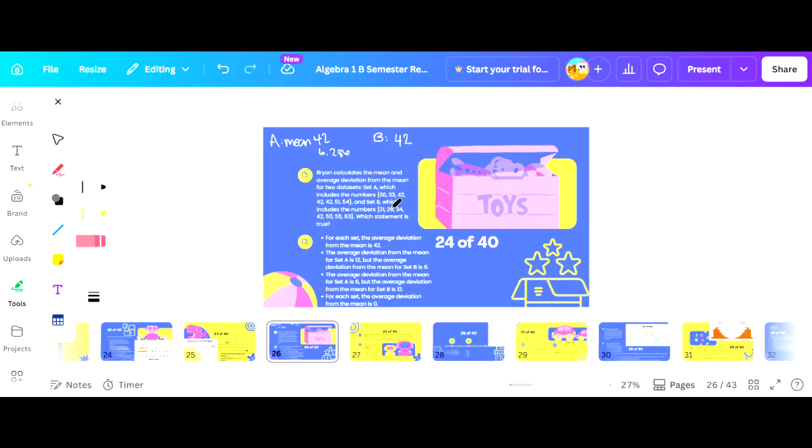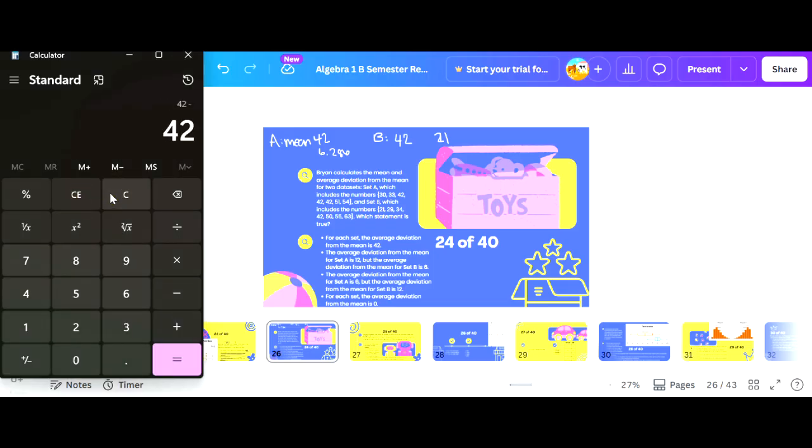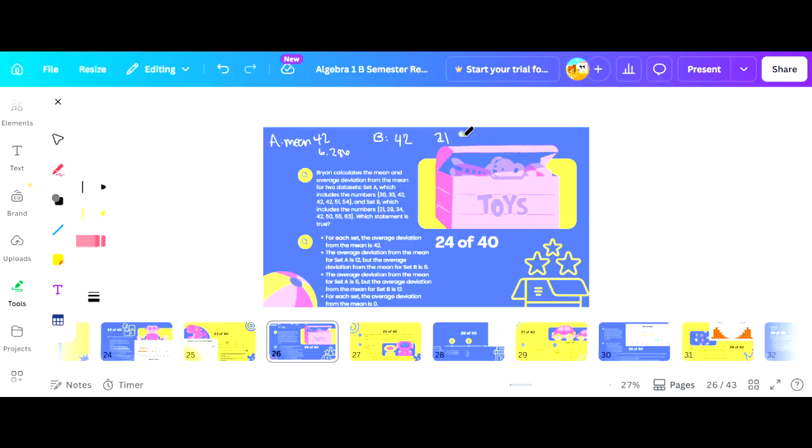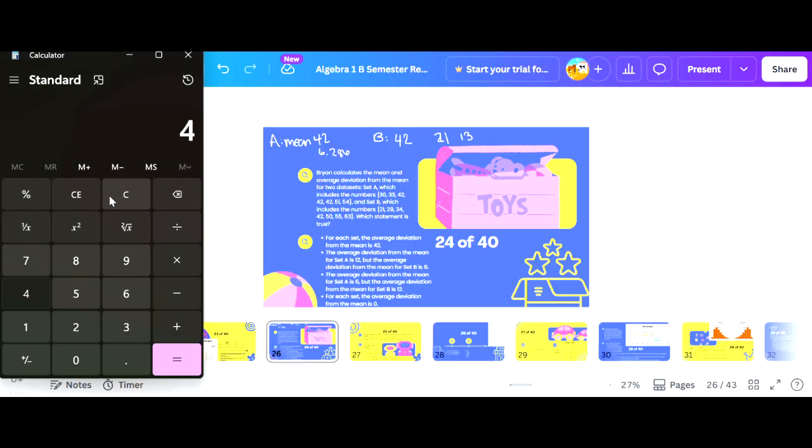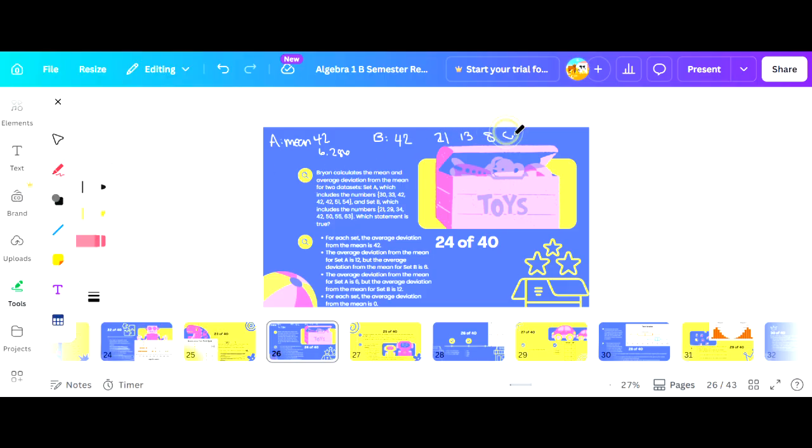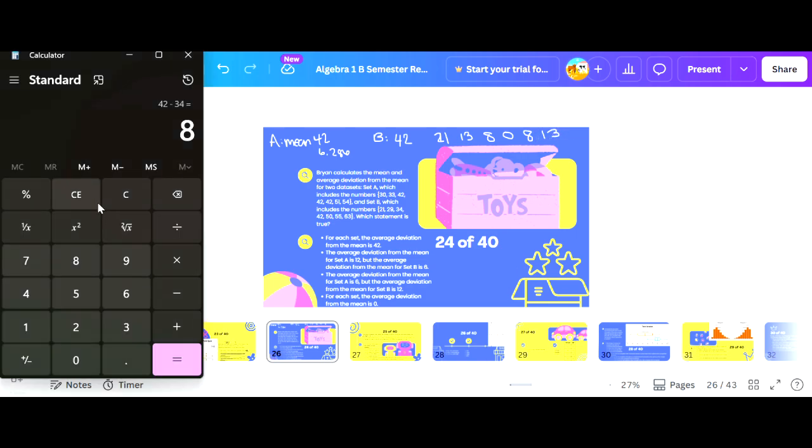So now let's find the difference. 21 to 42 is 21. Sorry. 29 to 42, I don't want to try this hard. 42 minus 29, 13. 34 to 42, I'm getting very tired. I don't want to do this anymore. 42, 34, 8. 42, 0, 50 and 42 is 8, 55 and 42 is 13, 63 and 42 is, calculator, it's 21.